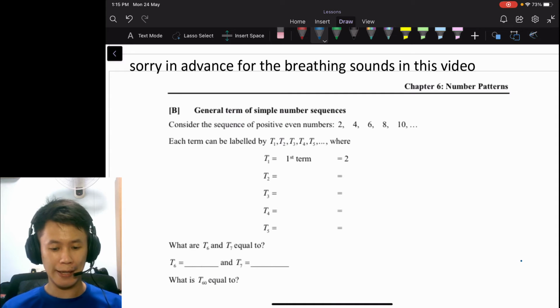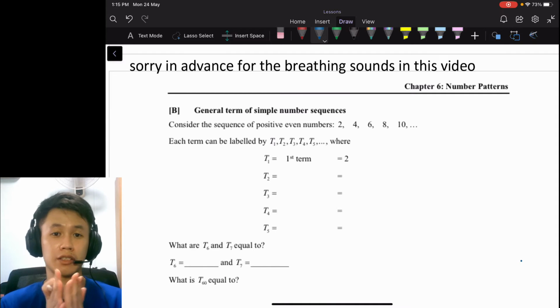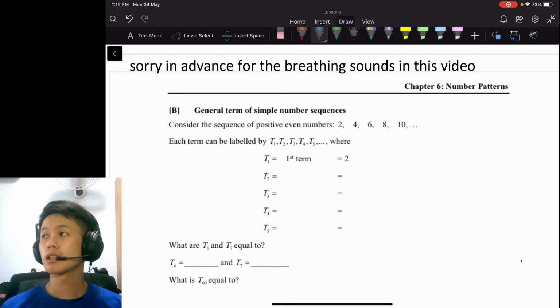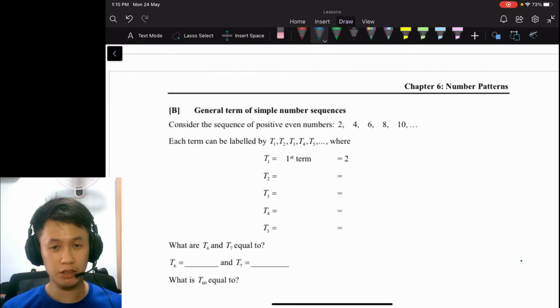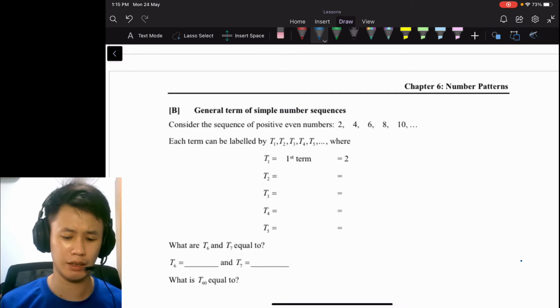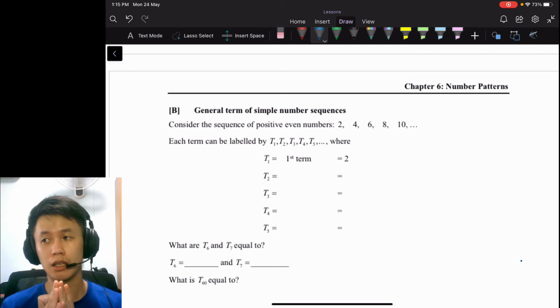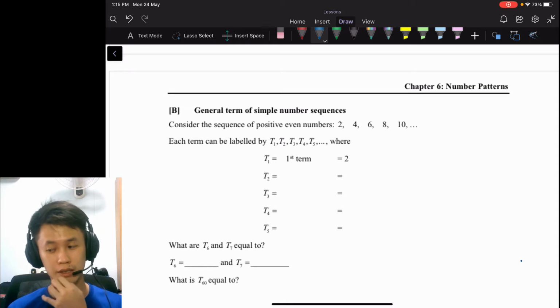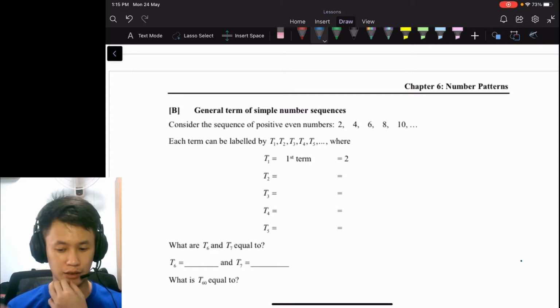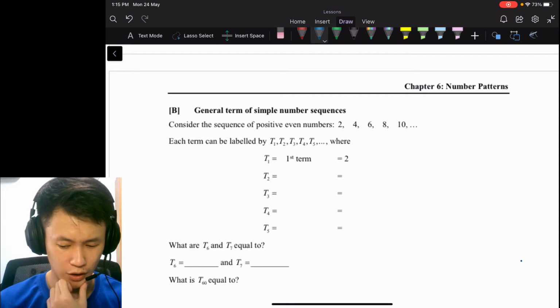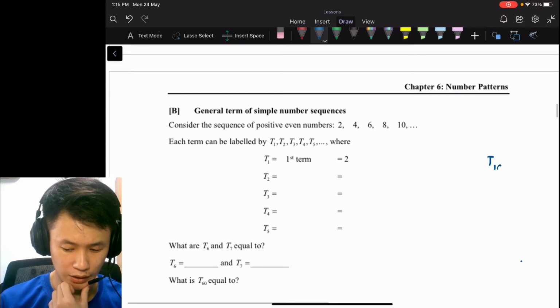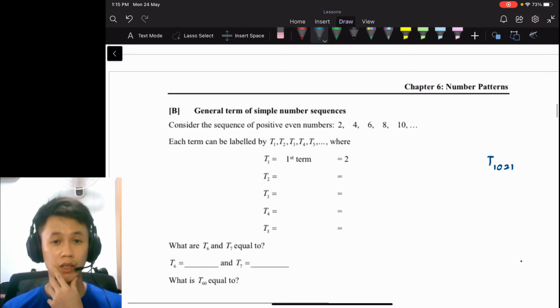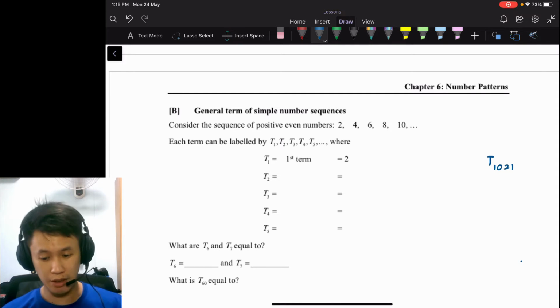We are looking at how to find the general term. I think one of the things that was explained in the previous video is that general terms are ways in which we can actually find other terms in a number sequence, and it makes things easier for us to find terms, like if you are looking for, let's say, the 1021st term of a number sequence.